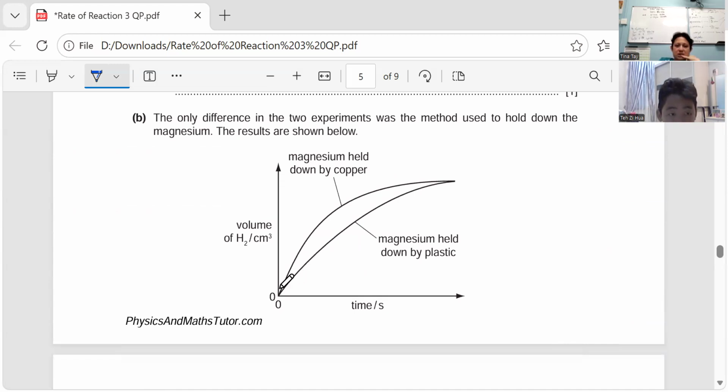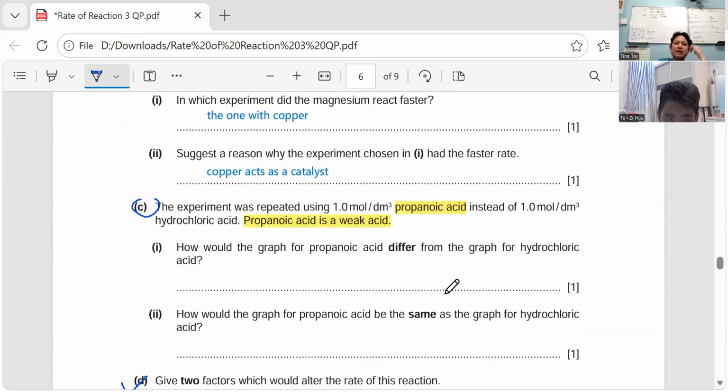If they have less concentration of acid, so it'll be probably higher or lower? Lower, right? No, it will eventually be the same because the acid is in excess, but the concentration of acid is lower, so it'll be slower. You look from the top, the acid is in excess. Okay?